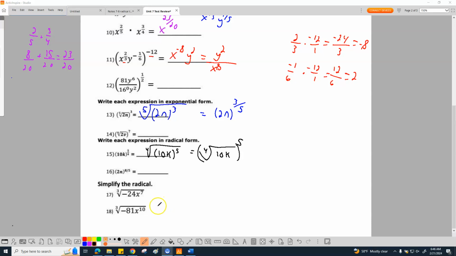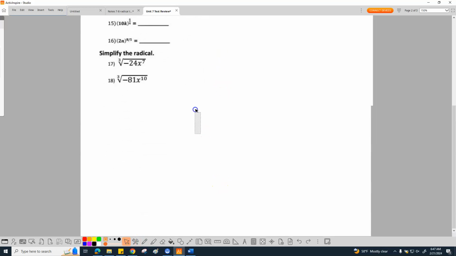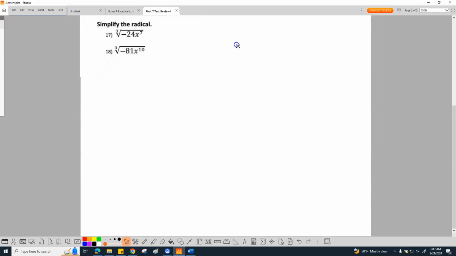All right, we're on 17 and 18. I'm going to work number 17, and then 18 you'll have to figure out on your own. I'm going to clear these annotations so I have a bunch of space, because y'all know how I work. I'm actually going to move this up as well so I can just clear that. All right, here we go. Let's go ahead and work number 17 together.